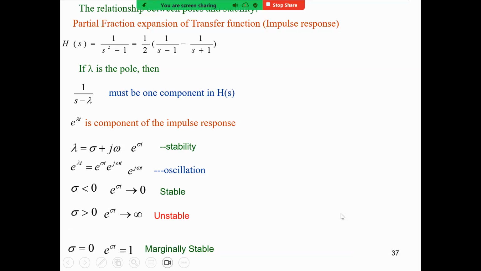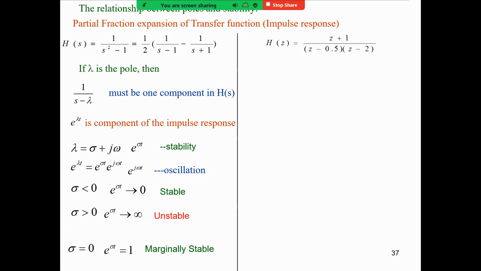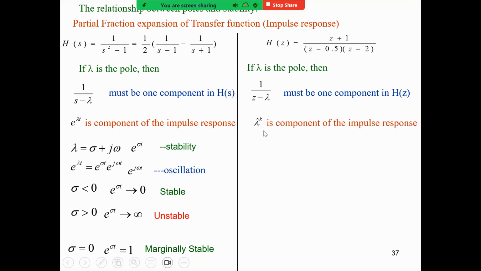Now, let's try the same approach for the discrete time, right? Let's have a transfer function. We do the partial fraction in the same way. Actually, if lambda is a pole, then 1 over z minus lambda must be a component. But we know this one will correspond to a term lambda to the power of k. But the question is, in the continuous time, we express this lambda in terms of real part and imaginary part.